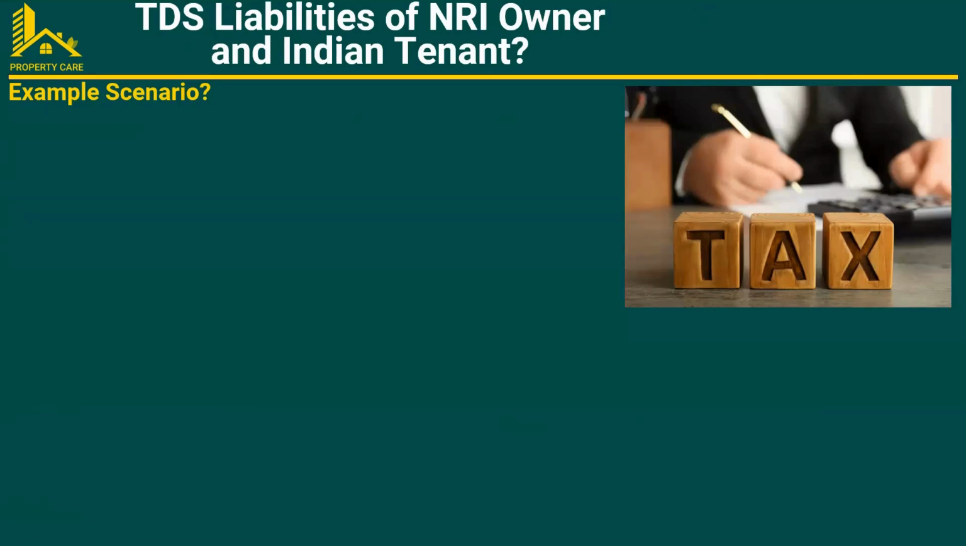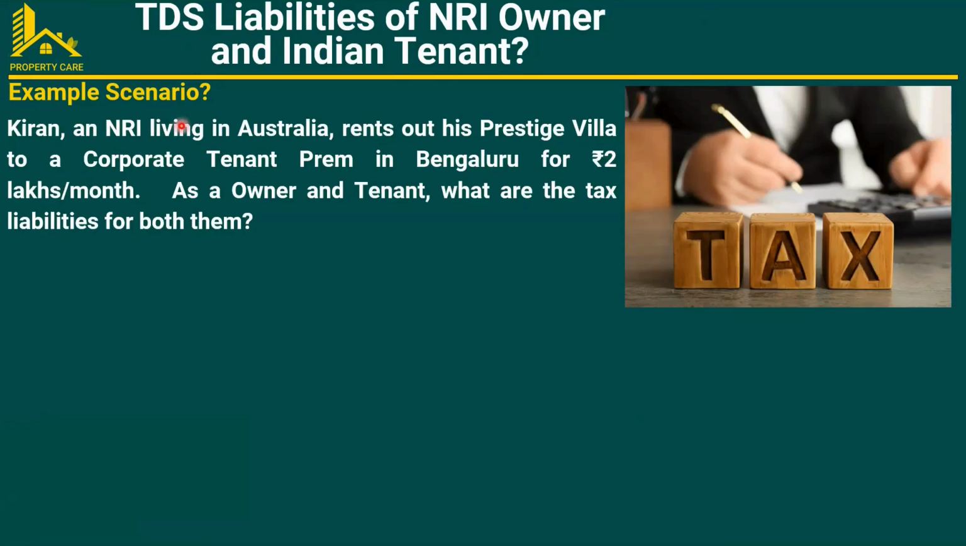To walk through this concept, I took an example of Kiran, an NRI living in Australia, renting out his Prestige villa to a corporate tenant, Prem, in Bengaluru for 2 lakhs per month. As owner and tenant, what are all the tax liabilities for both of them? Kiran is the landlord who is renting out his villa to a corporate tenant for a rent of 2 lakhs per month. In this case, what are the tax liabilities with respect to owner and tenant? So this is the given scenario.